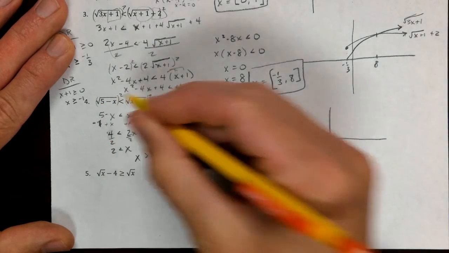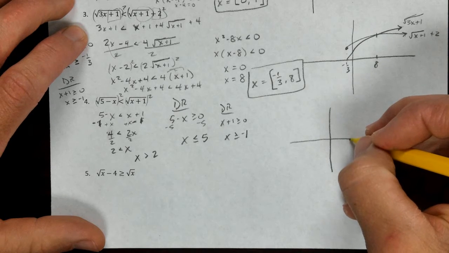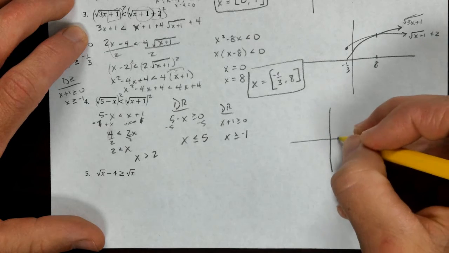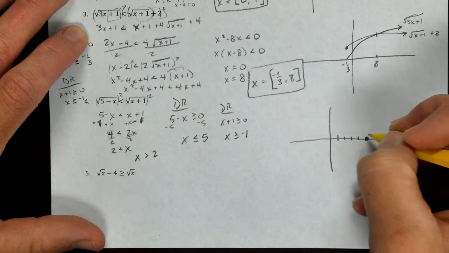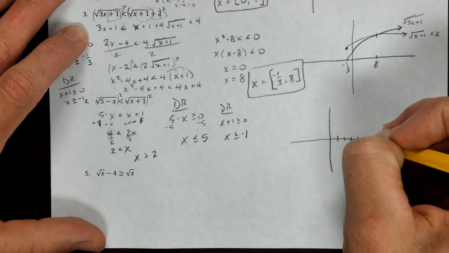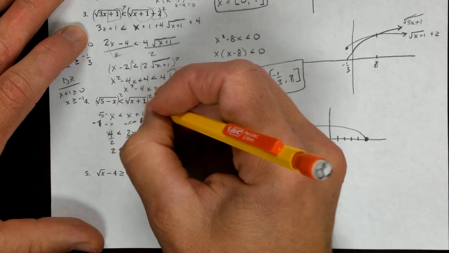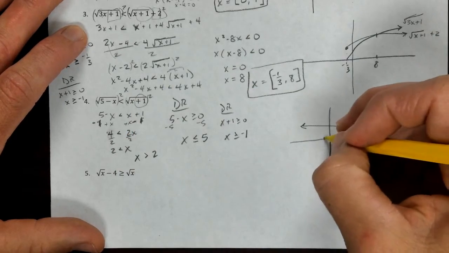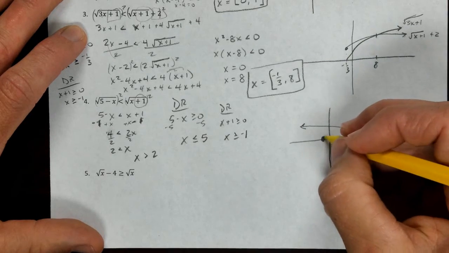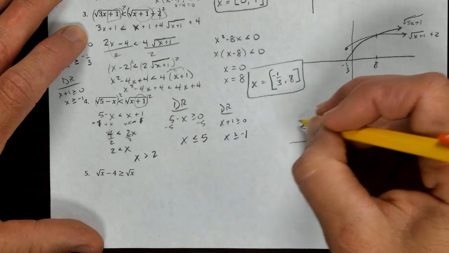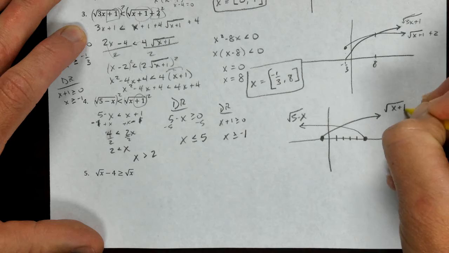Alright, let's graph this, 5 minus x. If I was to graph that, I know that I have a vertical reflection, and we went 5 units to the right. So it would look like that. If I was to graph this, I know I went 1 unit left, and it would look like that. So we have the square root of 5 minus x, and we have the square root of x plus 1.